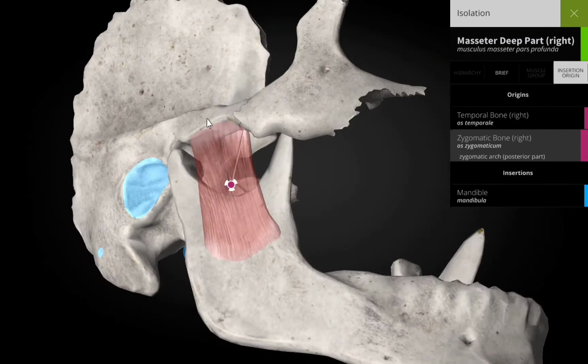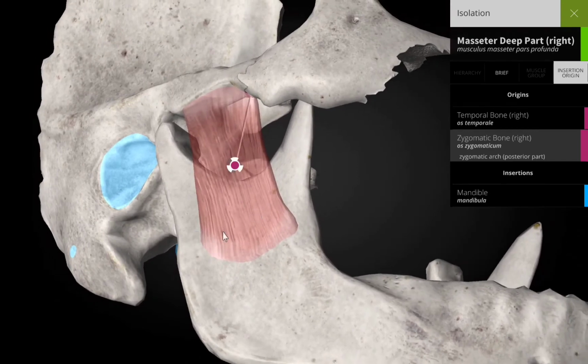Then coming to the insertion of the deep part of the masseter muscle, it gets inserted into the ramus of the mandible. The leftover part in the ramus of the mandible is occupied by the insertion of the deep part of the masseter muscle. The nerve supply and actions for both parts of the masseter muscle are the same. It is supplied by the masseteric nerve, and for actions, it elevates the mandible, and it also somewhat helps in the protrusion of the mouth.